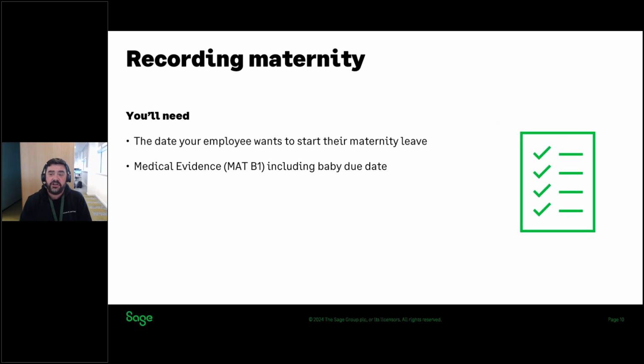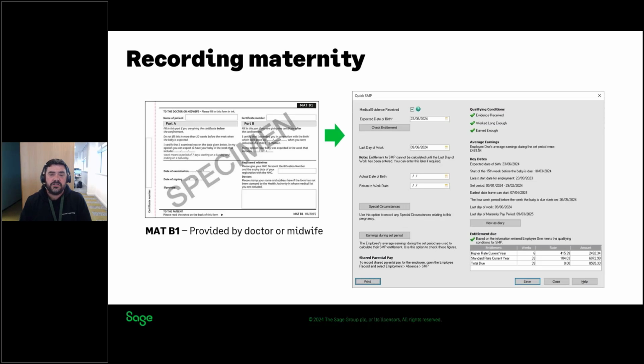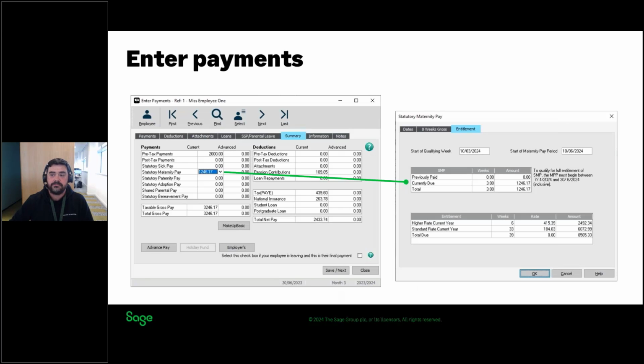So that's the information you need: the date the employee wants to start their leave, the last day of work, and then the medical evidence with the due date. So we entered the information in the quick SMP screen using the recording maternity link, or alternatively, you can enter it in the employee record.